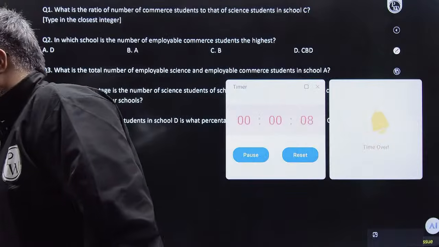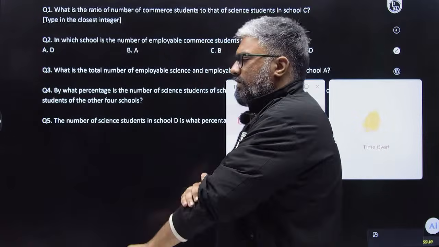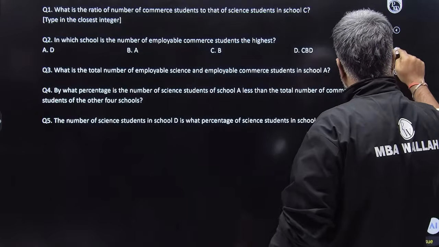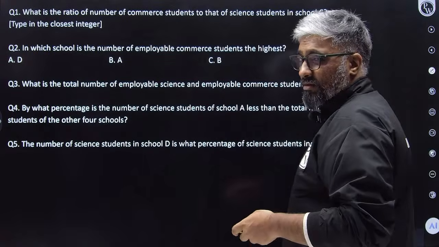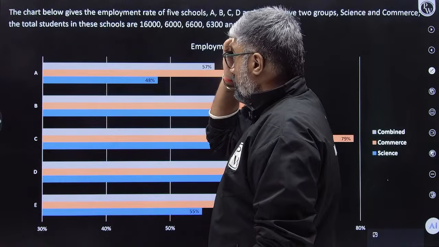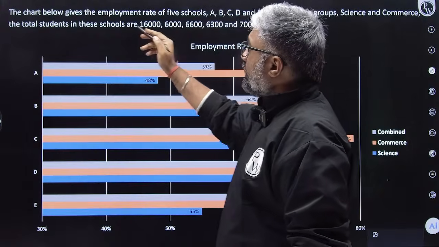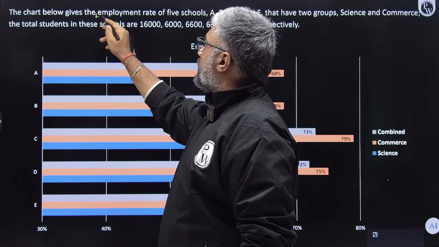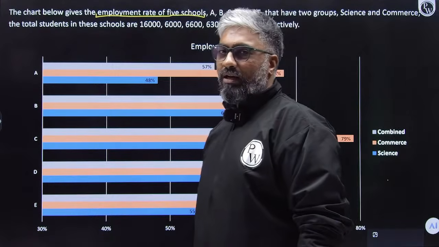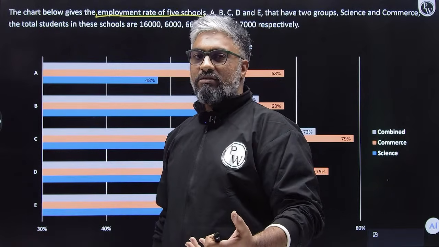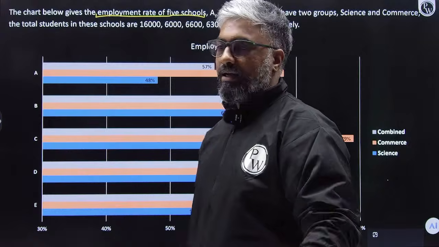Okay, let's see this one, shall we? Yes, it does look a lengthy one, and it is a lengthy one in fact. Let's quickly have a look at it. So what they've given us is the employment rate, okay? The employment rate of 5 schools. Employment rate means what? Percentage of students who can be employed, right?